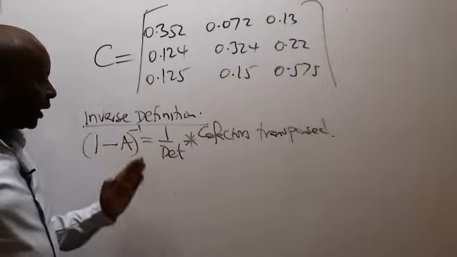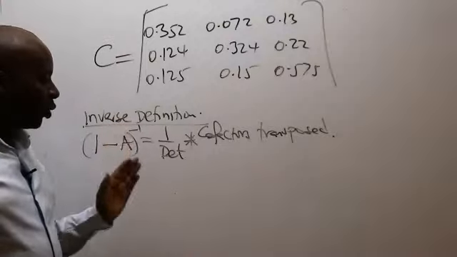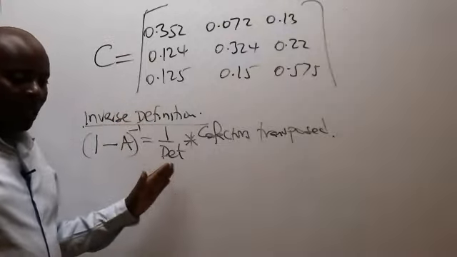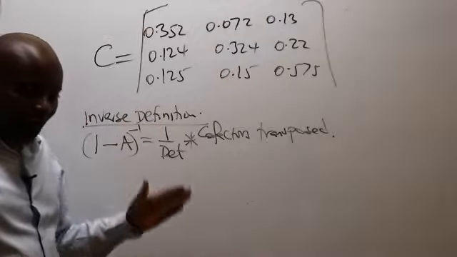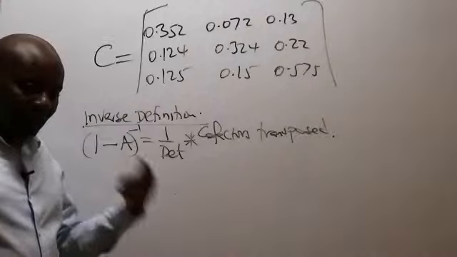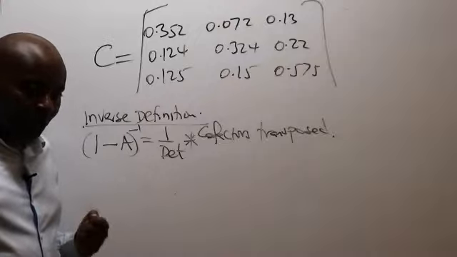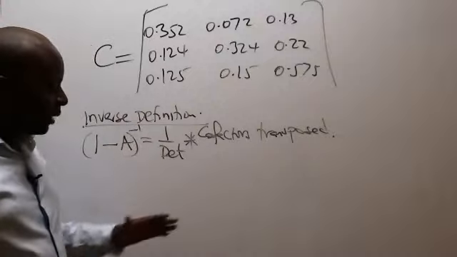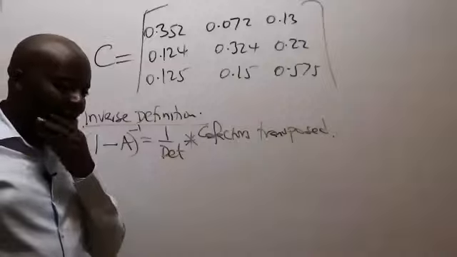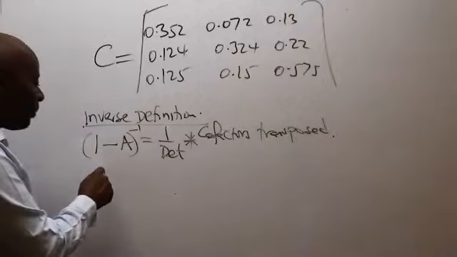So I minus A inverse equals 1 over the determinant times cofactors, done something special, times cofactors transposed. So I minus A inverse will be equal to 1 over the determinant times the cofactors done what here? Transposed.